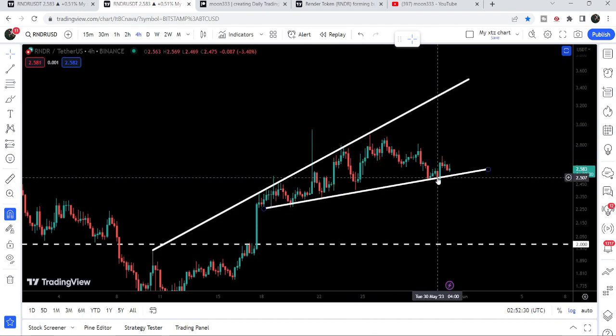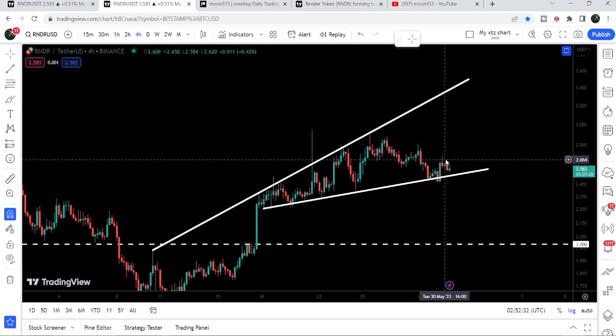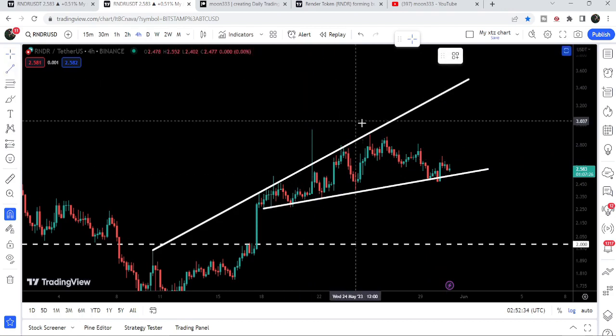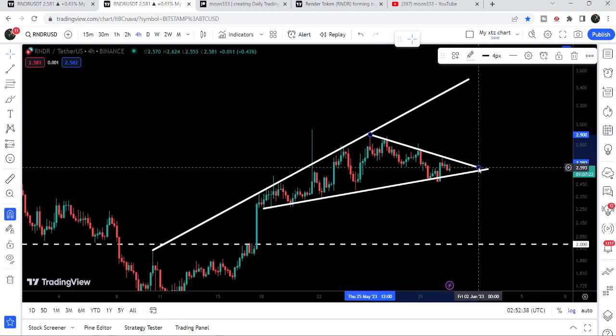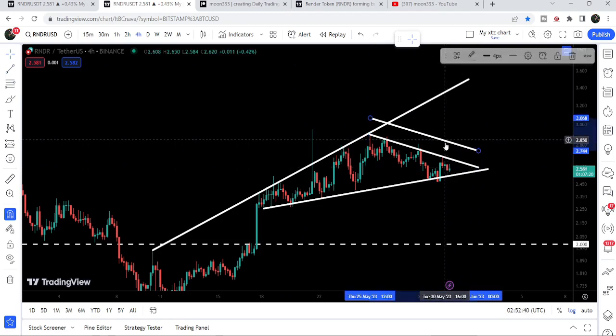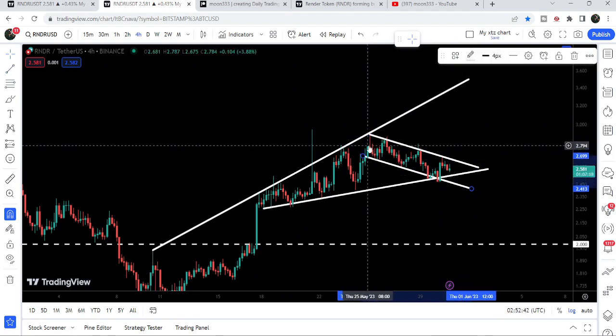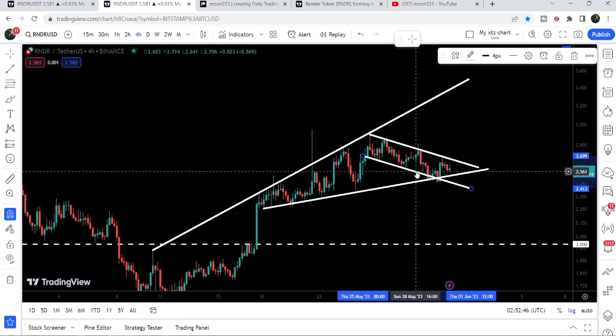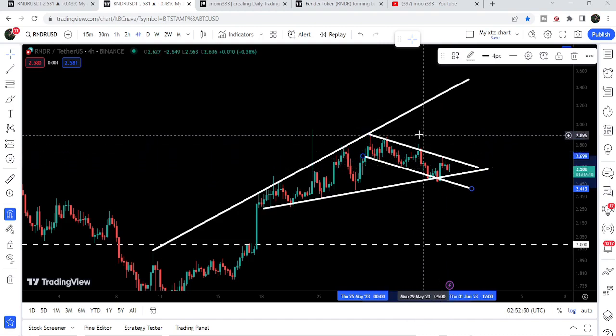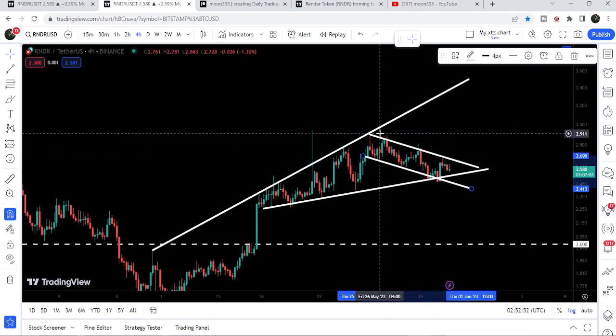And recently, after testing this support, the price line has geared up. At the same time, we have found another downtrend line resistance, by the way, and another support as well. And while moving inside this broadening wedge and dropping down at this support, it has also formed a down channel as well. And if the price line will be able to break out the resistance of this down channel, then the target can be here at the top of the channel.